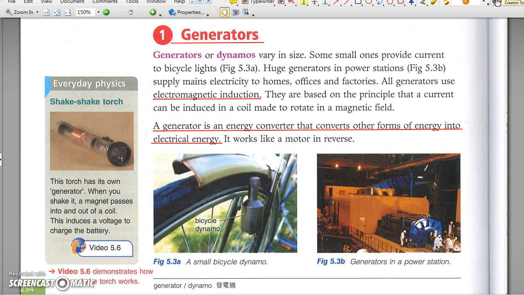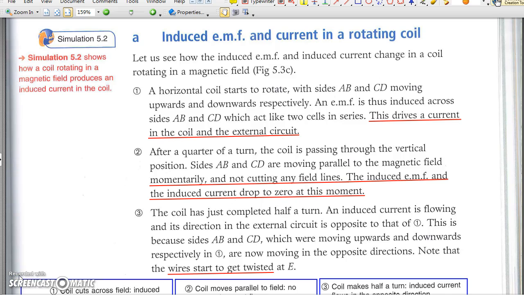And yes, a generator can be as simple as a solenoid and a magnet only. So you see that a generator must make use of electromagnetic induction to convert mechanical energy to electrical energy. A. Induced EMF and current in a rotating coil. When the coil rotates inside a magnetic field, an EMF is induced.